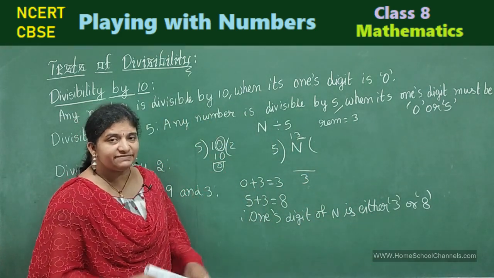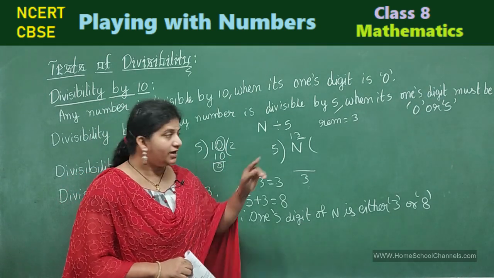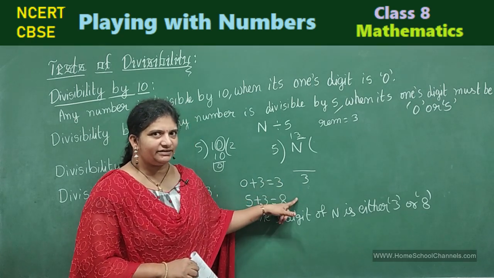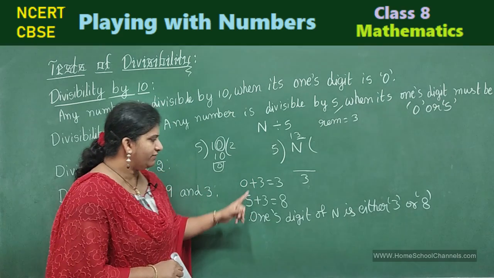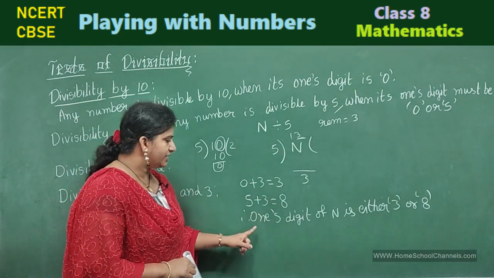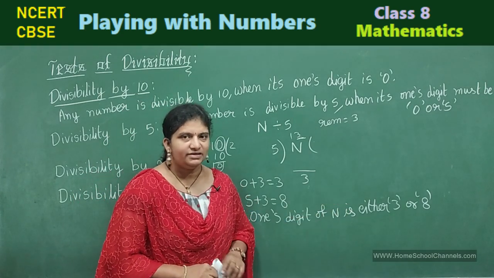Here, when it is divisible by 5, we say 0 and 5. But here there is a remainder 3. If there is a remainder 3, for 0 and 5 you add that 3 and say the number you got. See, the ones digit of n is either 3 or 8.